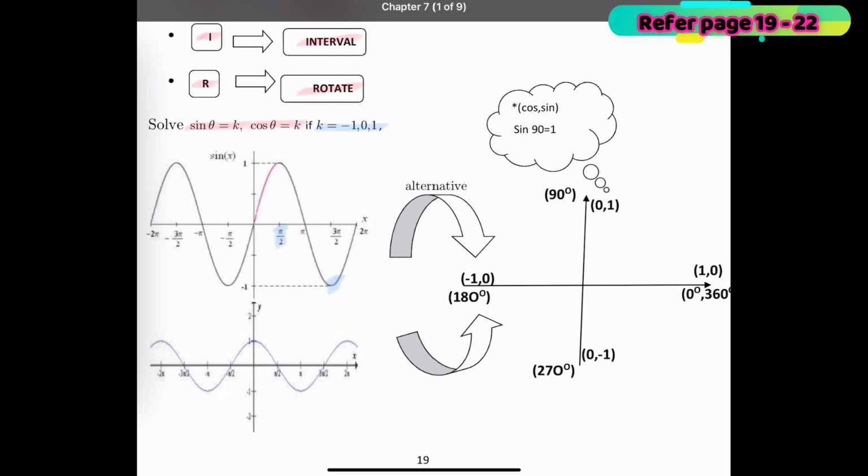For cos, if we have k equals 1, therefore the theta will be 0. And if we take 3 pi over 2 as the theta, for cos 3 pi over 2, then the value of k is 0.